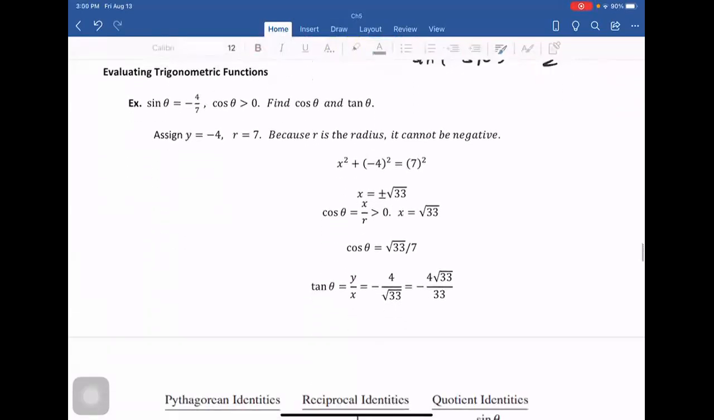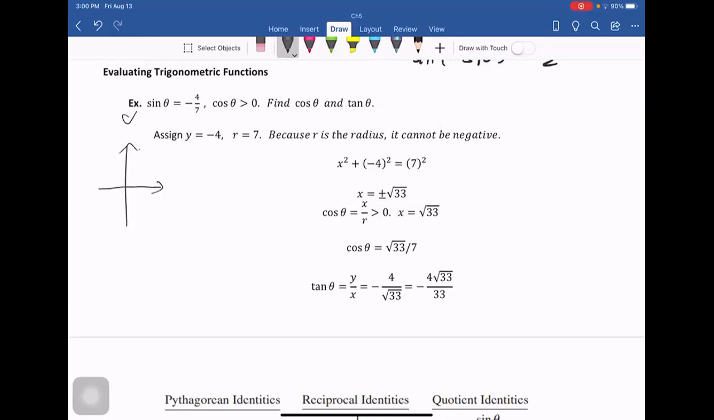Okay, let's move on to see the next part. This example, sine theta equals negative 4 over 7. Cosine theta is greater than 0. So I'd like to draw pictures because I know A, S, T, C. Sine is negative, so theta is here or here. And cosine is positive, so this theta must be in the fourth quadrant, for example, here.